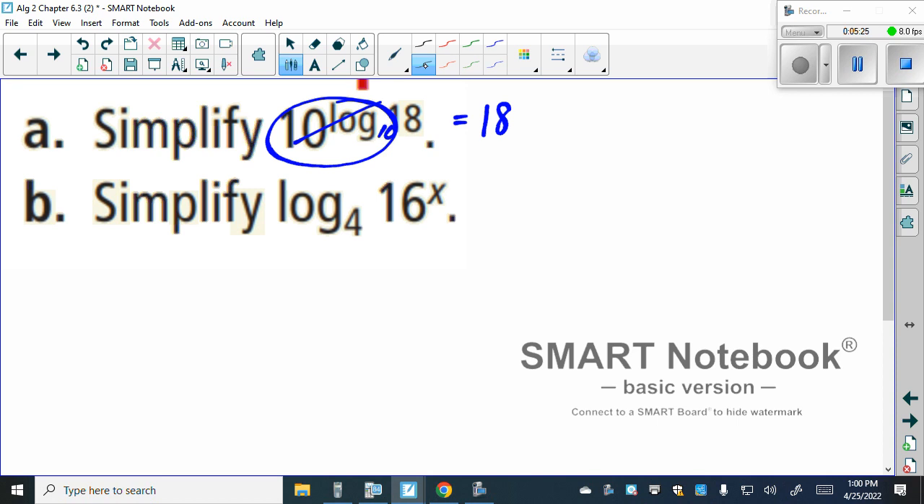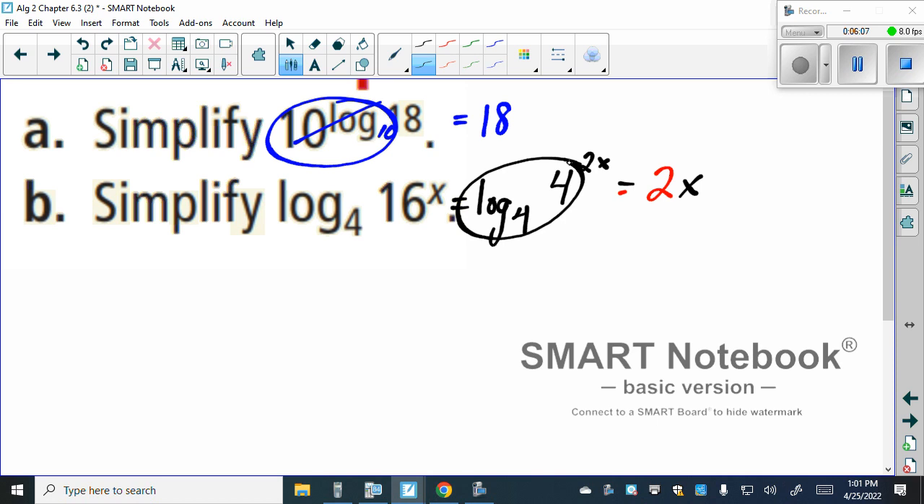Now, looking at B, we have log base 4. So it'd be nice to be able to rewrite 16 as 4 to a power. 4 squared. And we could just say this is 4 to the 2x, because our square with 4 and the x would multiply together, giving us 2x. Yes, and then this would simplify to 2x, because whenever the base and what's inside the logarithm are the same, it simplifies to 1. Any questions on this here?